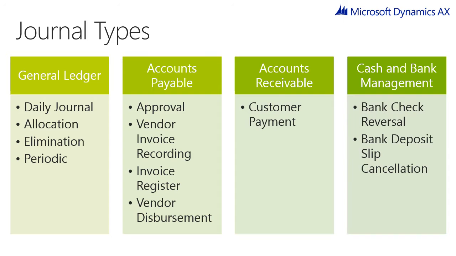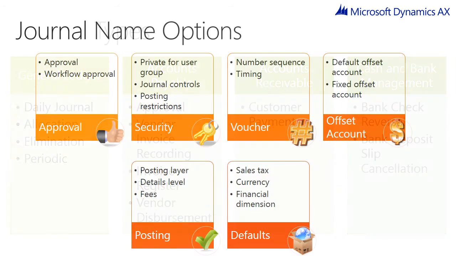Let's discuss some of the options that you have available in the journal names form. There are many fields and options available in the journal name setup form. I'll review some of these fields for you. In the approval group, there are two fields available: approvals and workflow approvals. Depending on how you want the approval to work, you can optionally turn on one or the other.